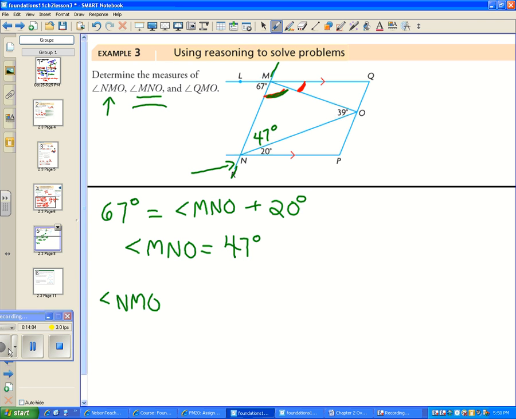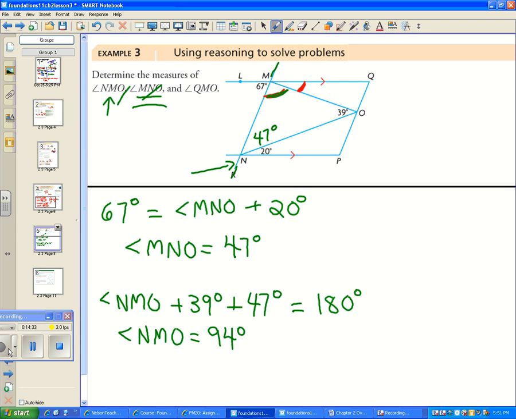NMO plus 39 degrees plus 47 degrees is equal to 180 degrees, since the sum of the angles of a triangle is 180 degrees. Subtracting from both sides, you get angle NMO is equal to 180 minus 47 minus 39, which is 94. Okay, so we found this guy and this guy. We'll write that in our diagram. We have 94.